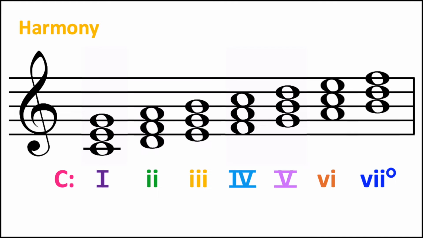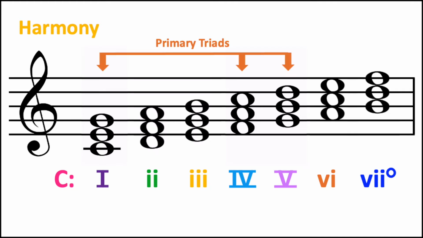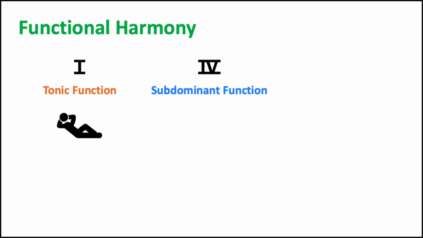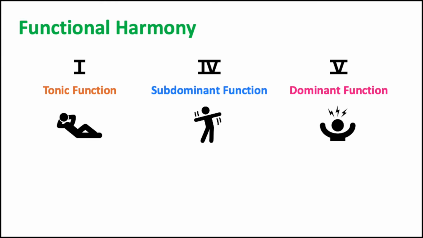When harmonizing the scale, we learned that we have 3 primary triads and 4 secondary triads. Our primary triads each have a specific function. Chord 1 has tonic function, which gives us a sense of rest or resolution. Chord 4 has subdominant function, which gives us a sense of movement or instability. And chord 5 has dominant function, which gives us a sense of tension or urgency.